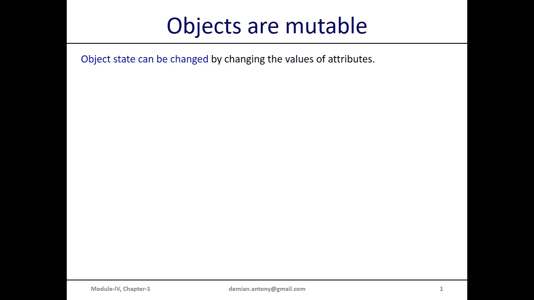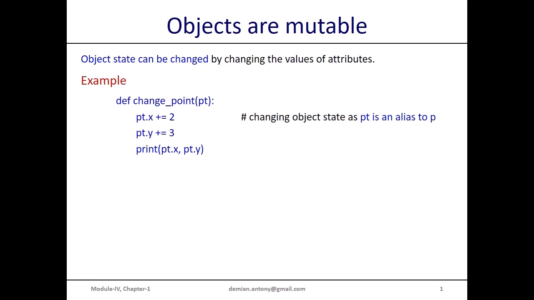Object state can be changed at any point of time by changing the values of attributes. Thus, we can change the state of an object at any point of time during the execution of an application. Thus, we say the objects are mutable. It means that the object state can be changed at runtime by changing the values of individual attributes.